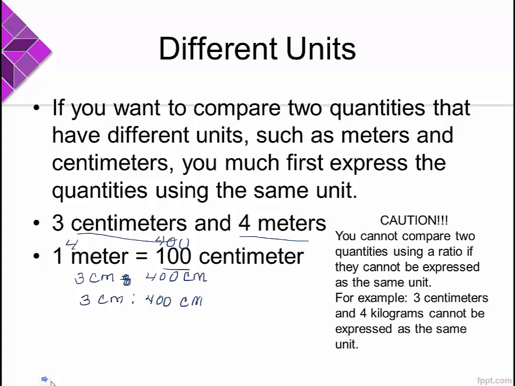Caution, you cannot compare two quantities using a ratio if they cannot be expressed as the same unit. For an example, 3 centimeters and 4 kilograms cannot be expressed as the same unit. Why? Because centimeters is length, kilograms is weight, and you cannot convert length to weight.